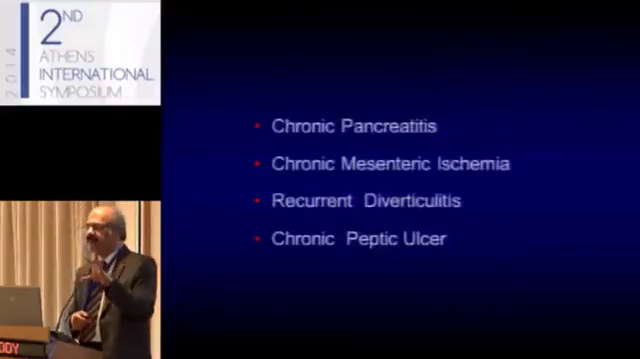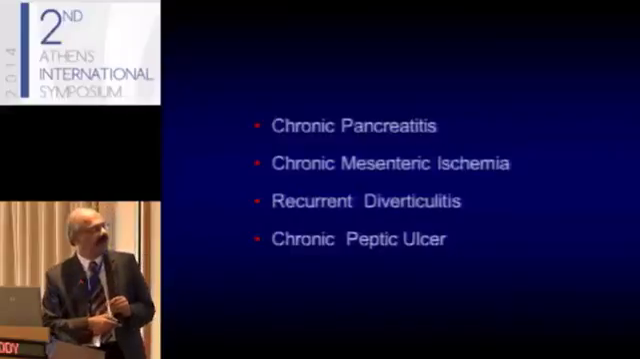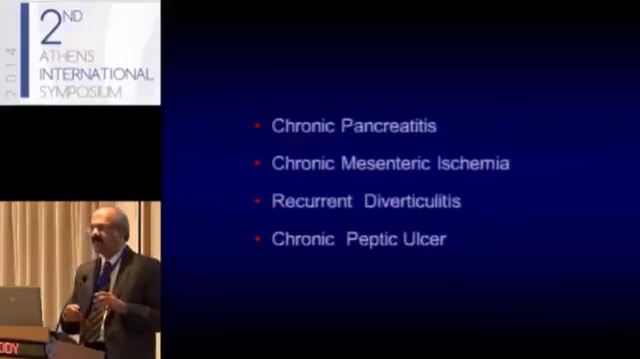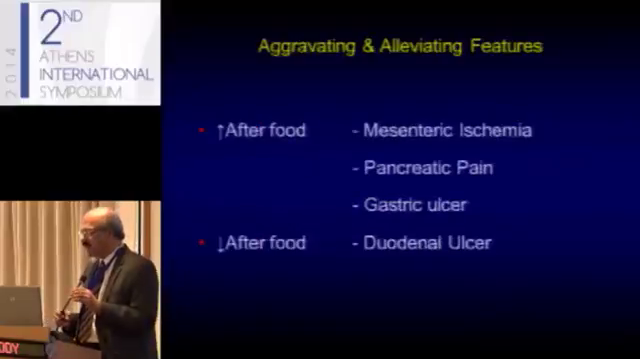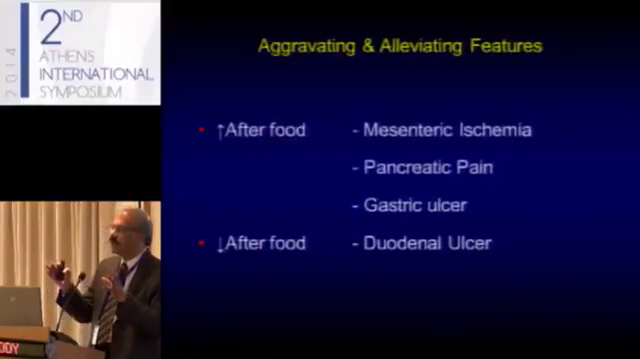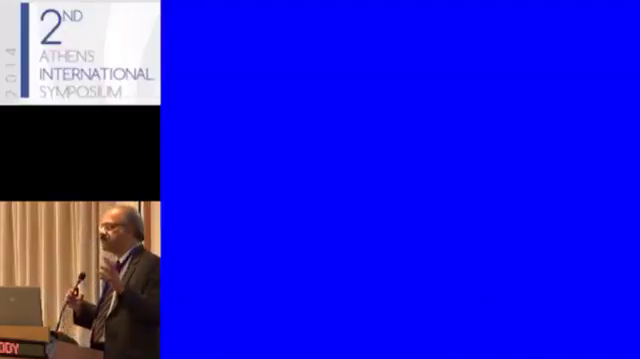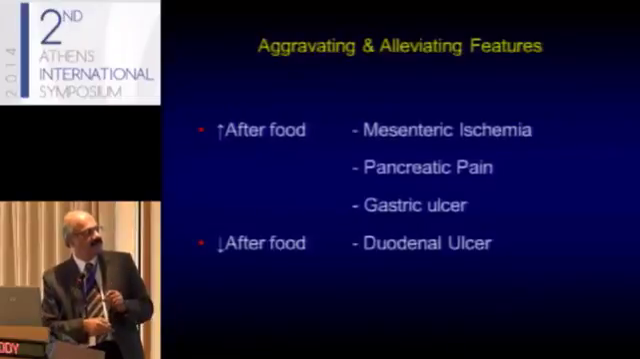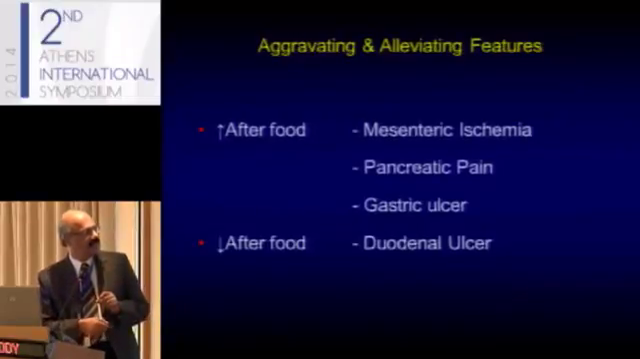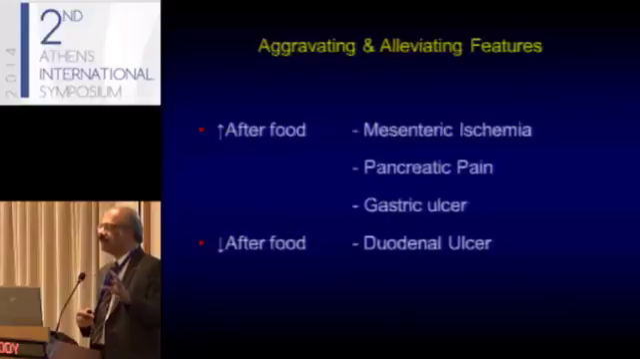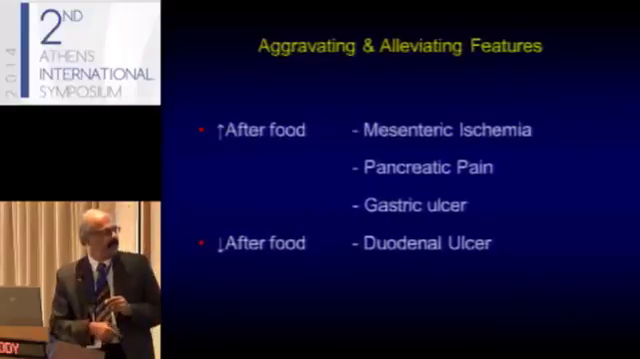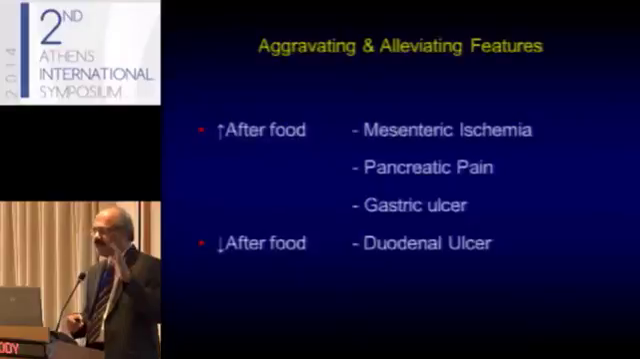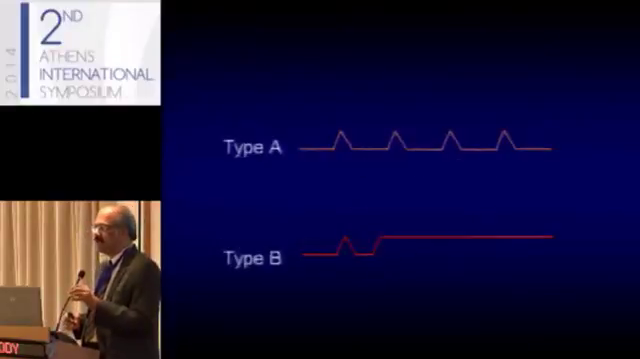There are certain very important common causes for which patients with recurrent pain come to us: chronic pancreatitis, chronic mesenteric ischemia, recurrent diverticulosis. So these are common in clinical practice. But one of the things we look for in these patients with recurrent abdominal pain is what aggravates the pain and what alleviates it. For example, certain pains, typically mesenteric ischemia, pancreatic pain or gastric ulcer, increase half an hour to 1 hour after food. Certain pains like duodenal ulcer pain decrease dramatically after food. So these factors would also be important when considering the pain.